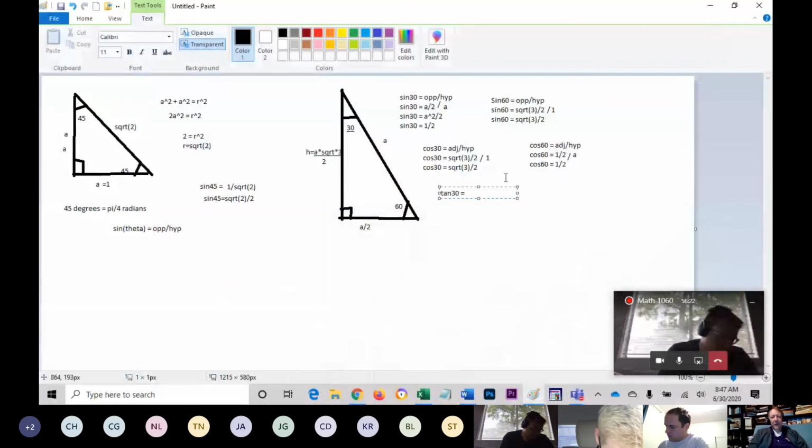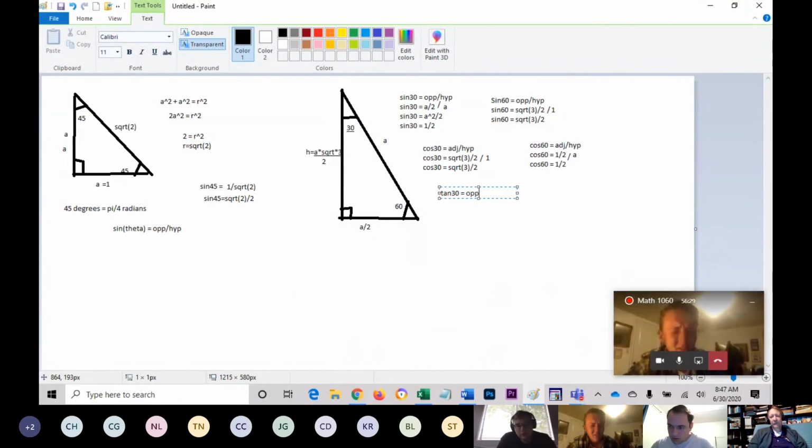So what's the generic formula for the tangent? That is opposite over adjacent. Opposite over adjacent. Okay, we're going to do this one right this time. I'm not going to be teaching you guys wrong anymore. Okay, tangent of 30. So we're using this angle here. Okay. So tangent of 30 equals 1/2 divided by square root of 3 divided by 2.